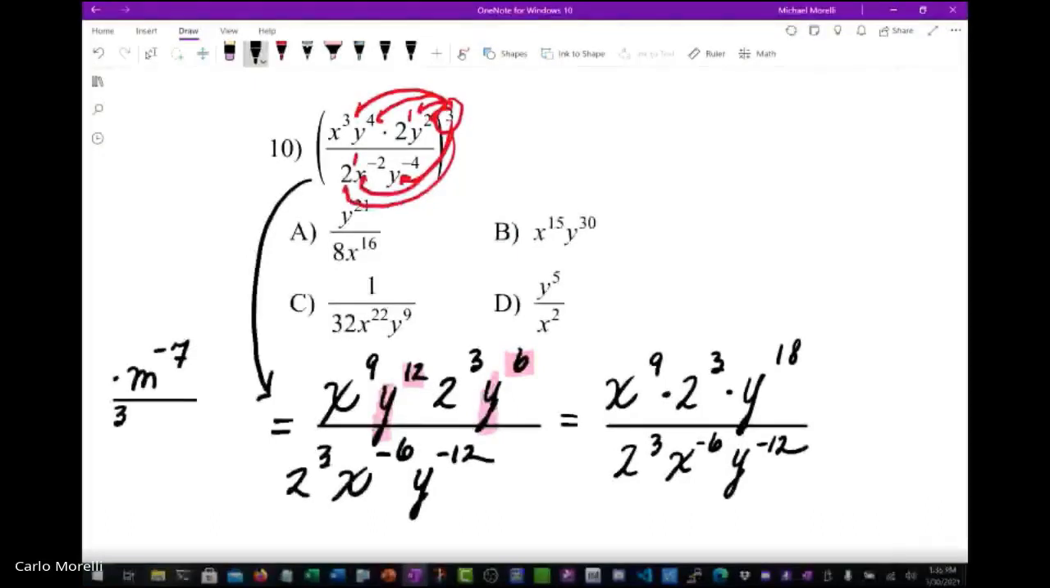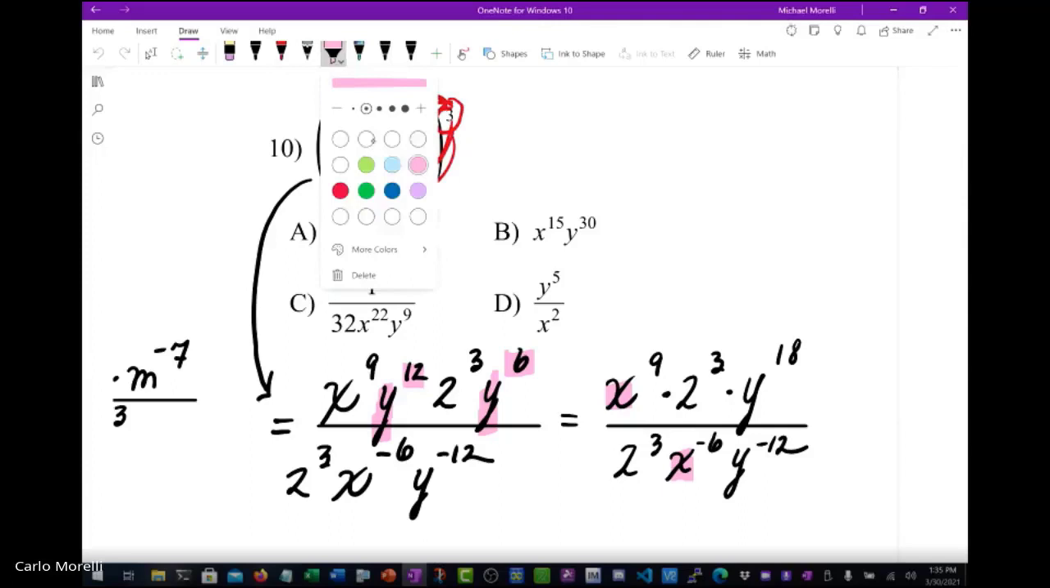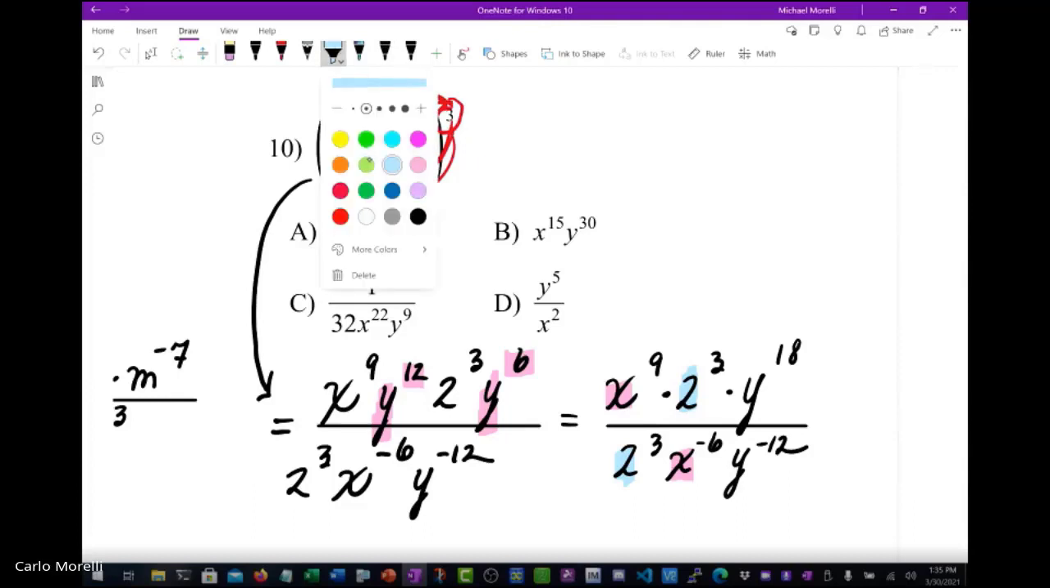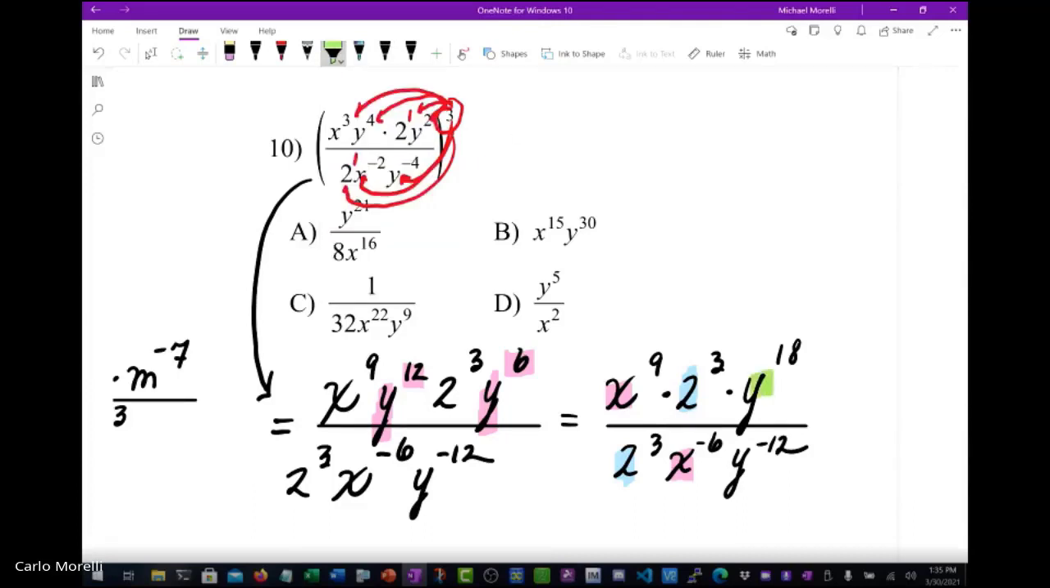Okay, so now we're going to play a game called Quotient Rule time. Okay, we're going to do it to multiple things. I have these same bases here with the x. I have these same bases here with the 2. And I have these same bases here with the y. Remember, you're going to subtract the bottom exponent from the top exponent.